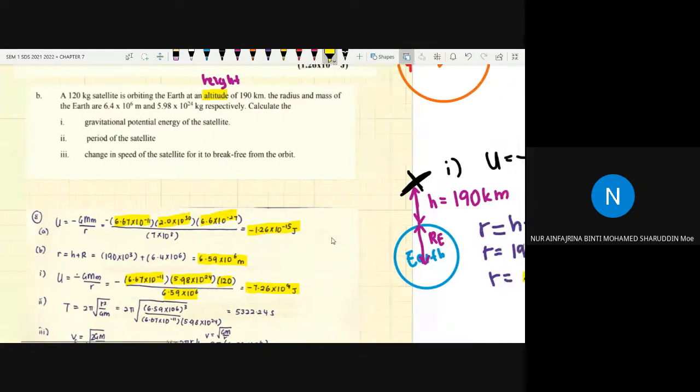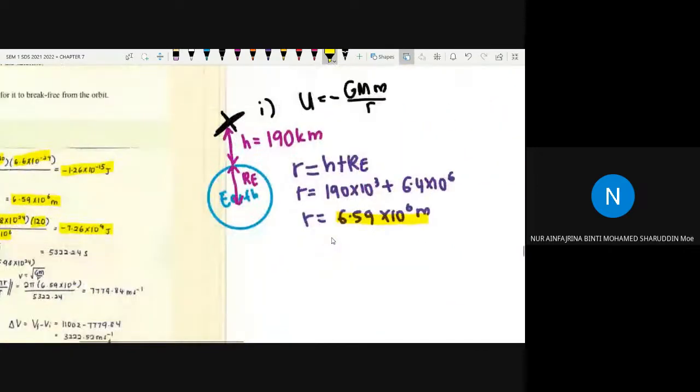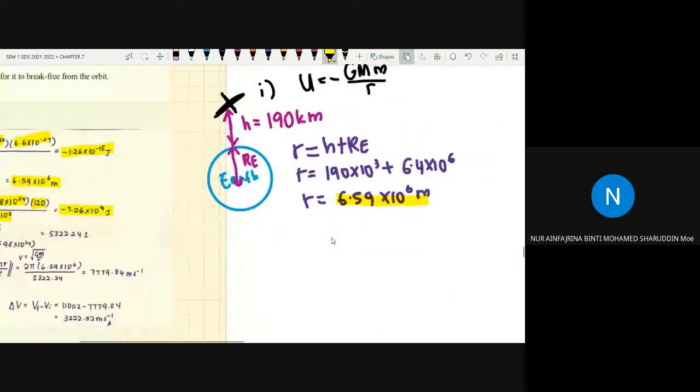Alright, let's go. This is easy, right? This chapter I really like it. Okay, and number 2, it asks for the period. So we know the formula for period is 2 pi square root r cube over GM.